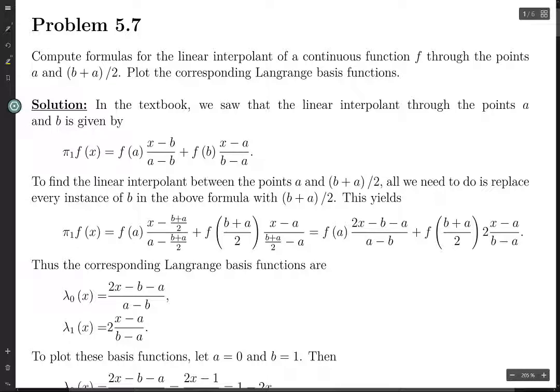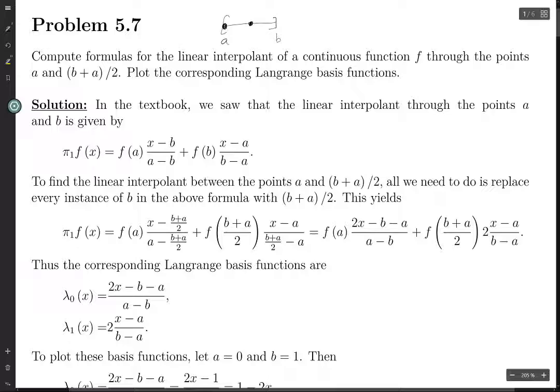Chapter 5, problem 7. Compute formulas for the linear interpolant. And we're going to go through points a and (b plus a) over 2. So we have some number line going from points a to b. And so we're just going to interpolate between a and the midpoint of this interval. And then plot the Lagrange basis functions.